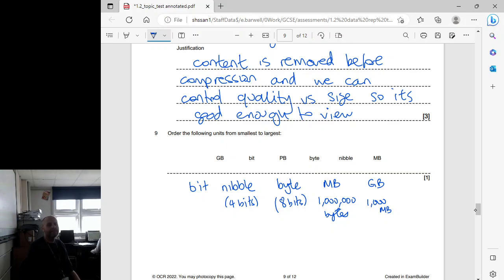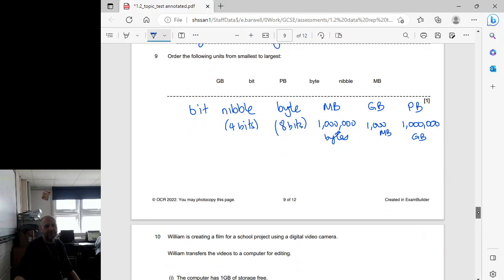Oh yeah. PB is petabyte. That is 1,000,000 gigabytes. Because they've missed terabyte out. Okay. So you got it. They could ask that loads of different ways. You've got to be careful. Remember, everything starts at bit. A few people started with nibble, which was a bit of a doer.